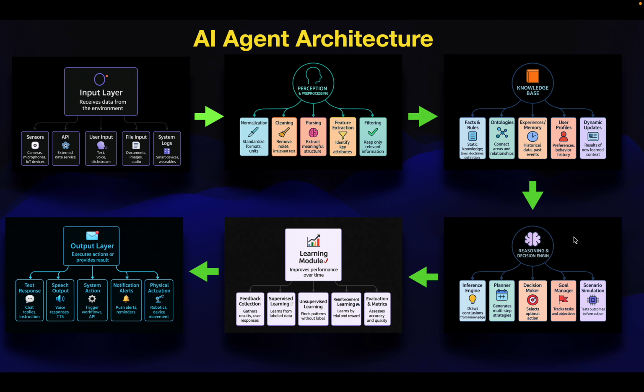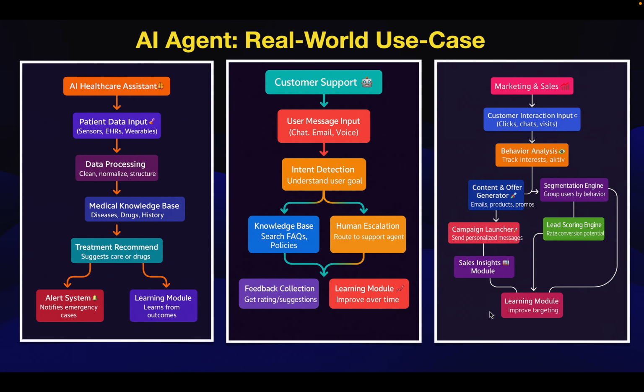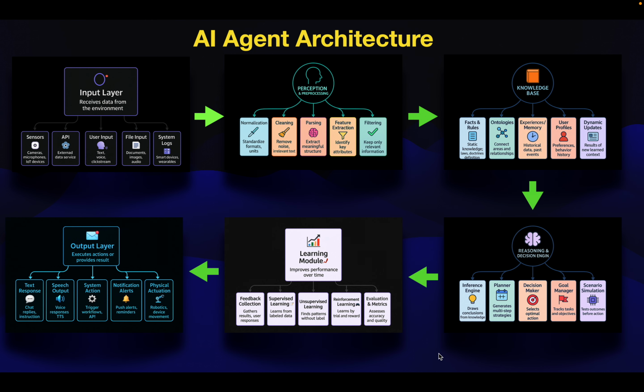Fourth, we have the reasoning and decision engine, thinking like a brain. This is the heart of our agent. The inference engine draws conclusions, planners build strategies, and decision makers select the best option. The goal manager keeps tasks on track, and the scenario simulator tests outcomes before acting. This is where intelligence meets logic, and it is very helpful for an AI agent.